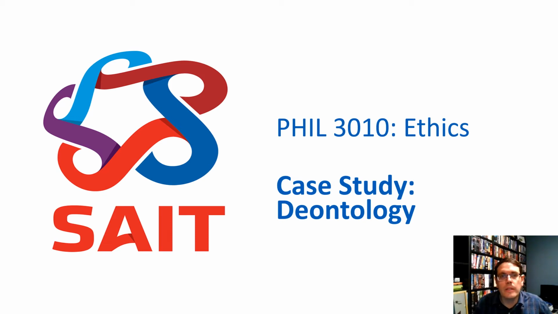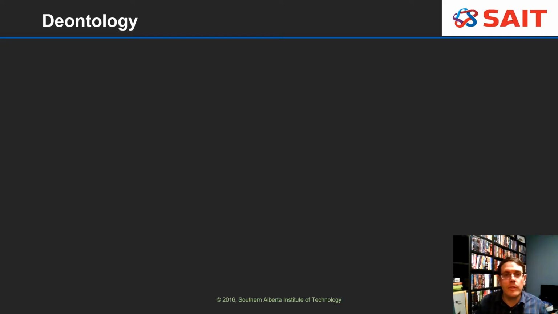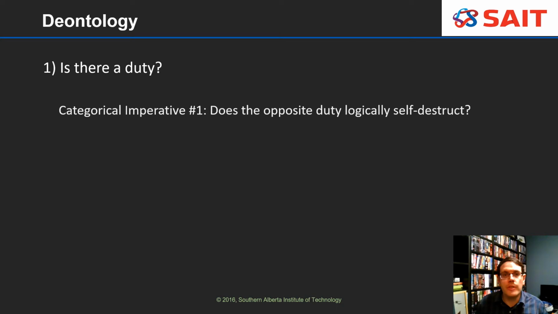This video will give two examples of a Kantian deontological case study. For a deontology case study, the first question is: is there a duty? You can figure this out by using the categorical imperatives.